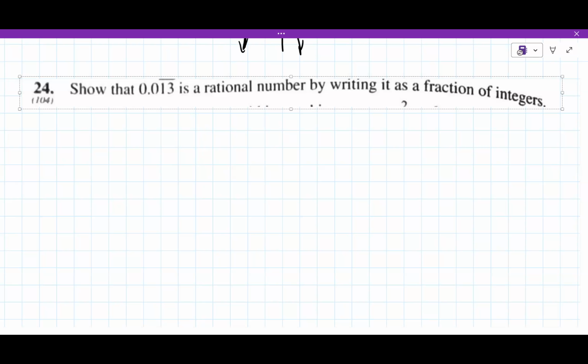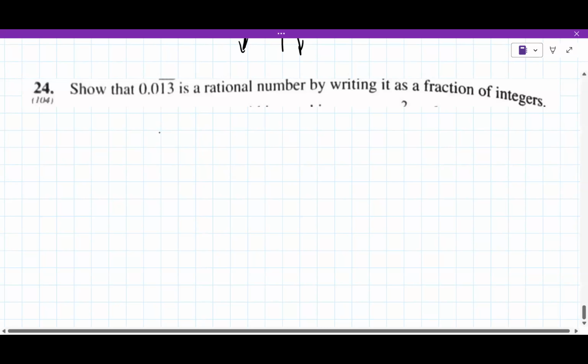Okay, so 99n equals 1.3013, which equals 1183 divided by 90,000.